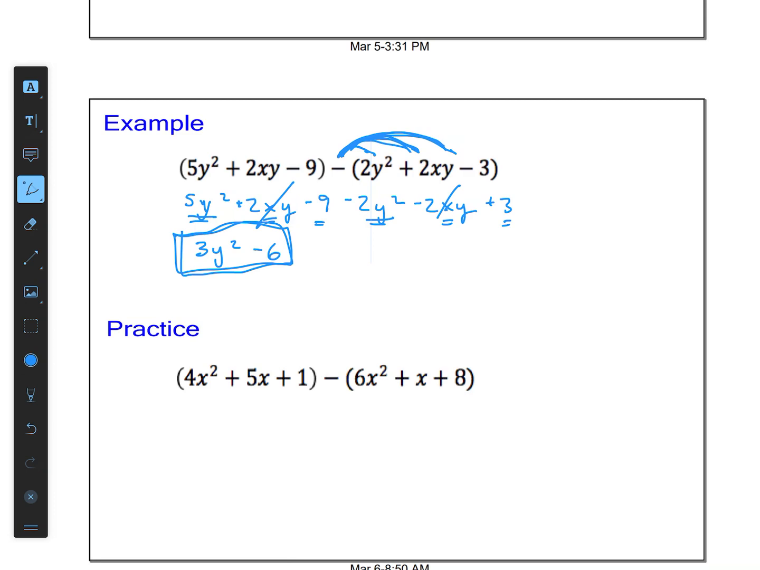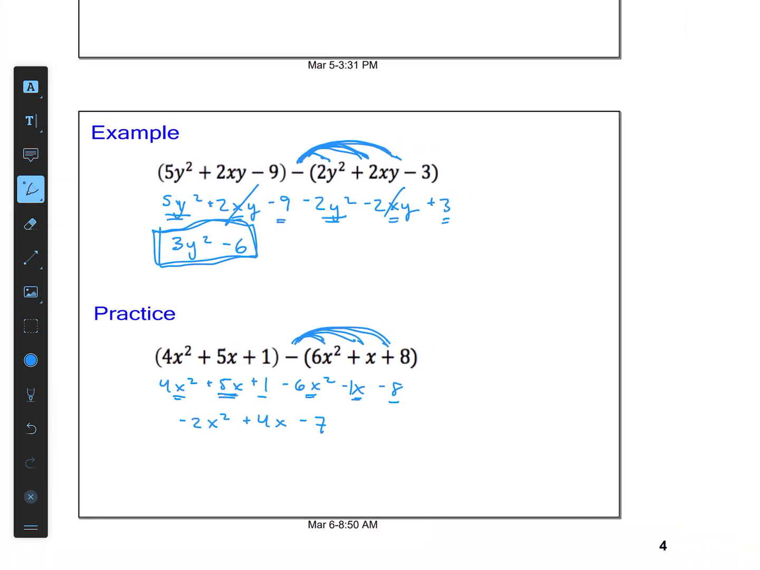I want you guys to try this one out on your own, so you're going to pause it. Once you pause it, play it after, check your answer. I'm distributing this negative. I'm going to write it out. 4x squared plus 5x plus 1 minus 6x squared. So distributed here, minus x minus 8. Combine your like terms. Negative 2x squared from the 4x squared and then negative 6x squared. 5x minus x, it's technically a 1x, will give me 4x. And then 1 minus 8 is negative 7. And there is your answer.